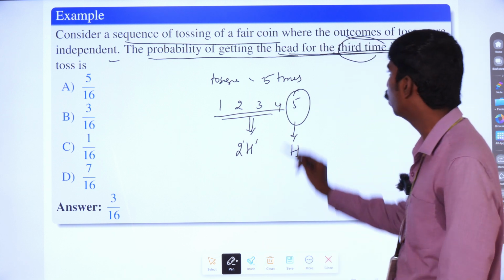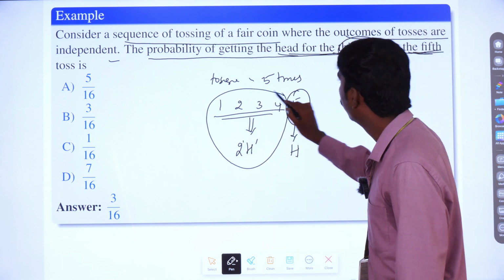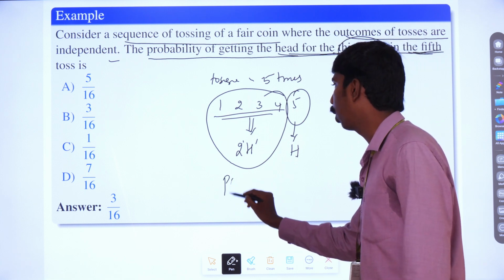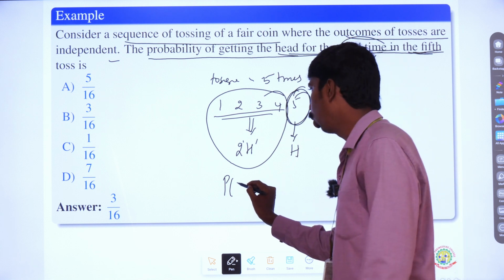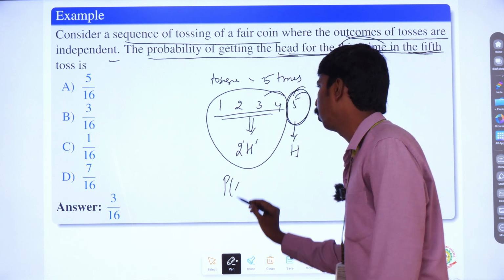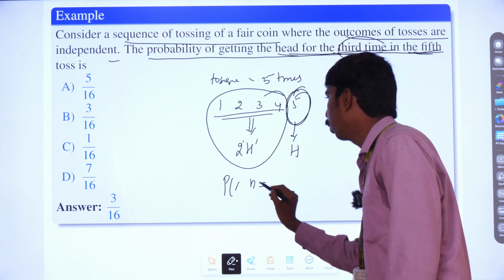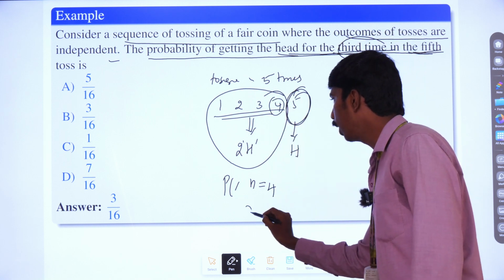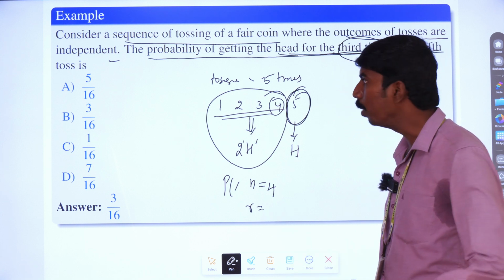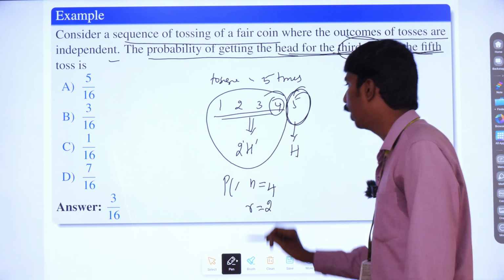Therefore I need to split up into 2 cases. For the first 4 tosses I need to find out the probability, and for the last one I need to find it separately. So with the same logic, I am going to use the binomial formula. So what is n? n is nothing but the number of tosses, that is 4. Then what is r? r is nothing but how many times head we can get. Therefore 2 times head we can get.